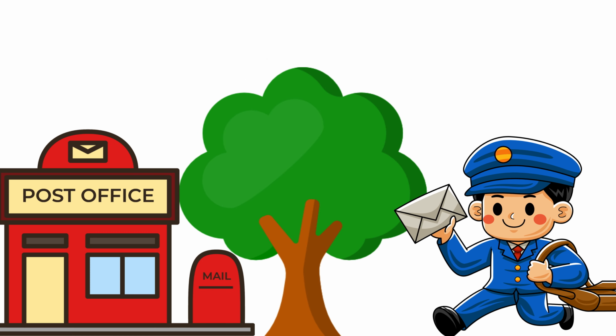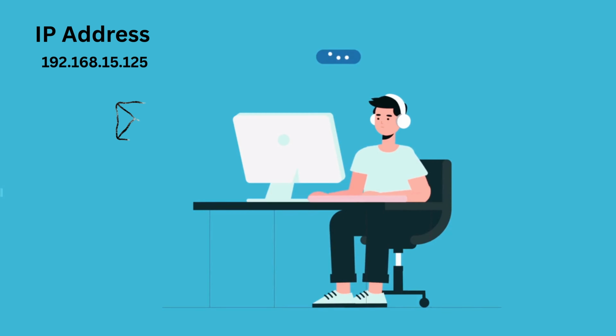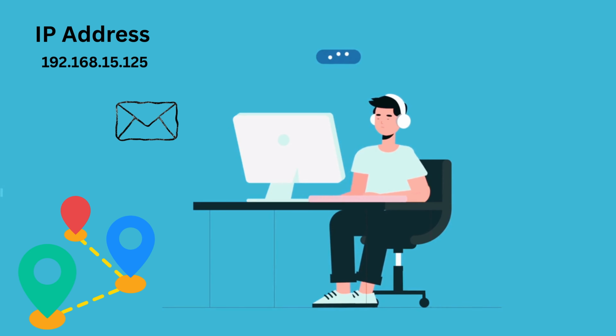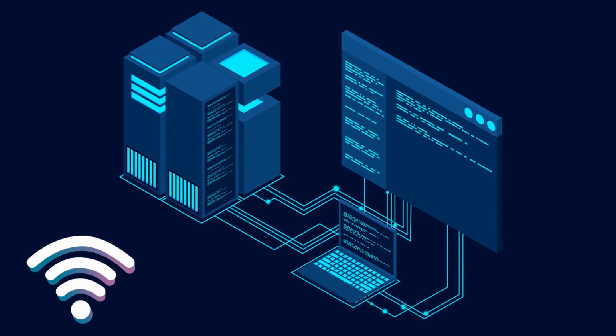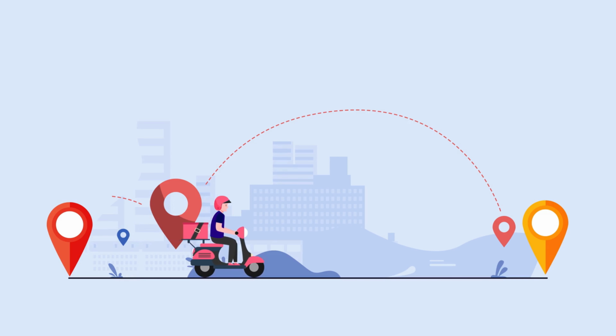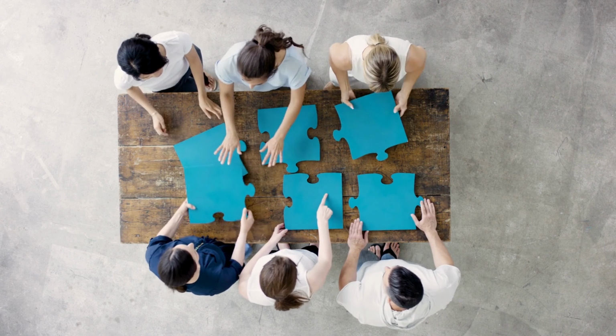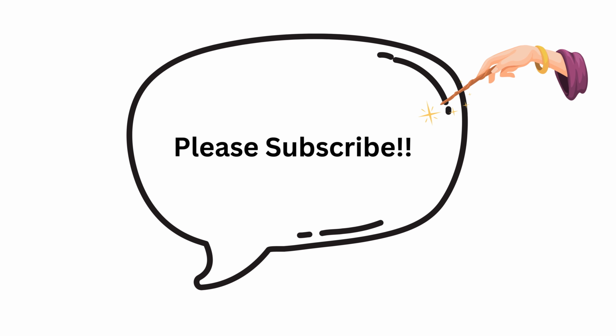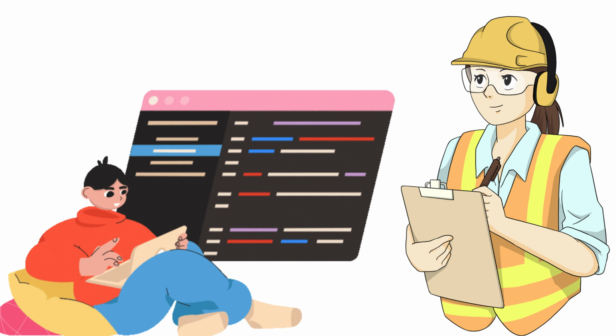Just like a postal worker uses an address to deliver mail, computers use IP addresses to route data packets across the internet. These data packets travel through the network, hopping from one computer to another until they reach their destination. Once all the packets arrive, they are reassembled like a puzzle, revealing the complete message. It's a bit like magic, but it's really just clever engineering.